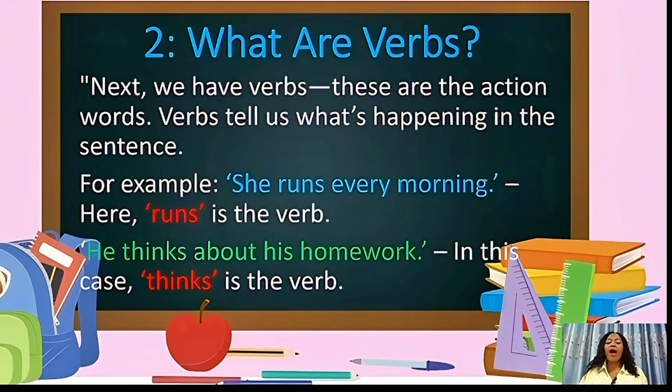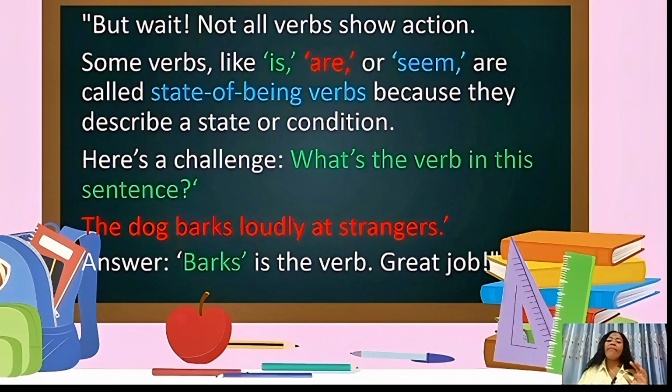He thinks about his homework. Thinks here is another verb. But wait, not all verbs show action. Remember we said verbs are action words in the sentence. But actually, not all verbs show action. Some verbs like is, are, or seem are called state of being verbs.